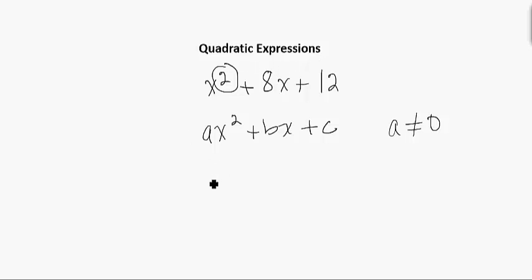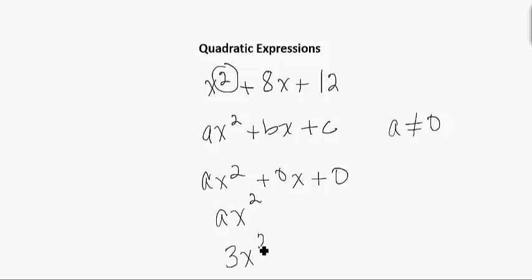So b could be 0, so this could be ax squared plus 0x, and even the c could be 0. That would leave us with ax squared, where a could be, say, 3. And this is still a quadratic expression because it has the x squared term.